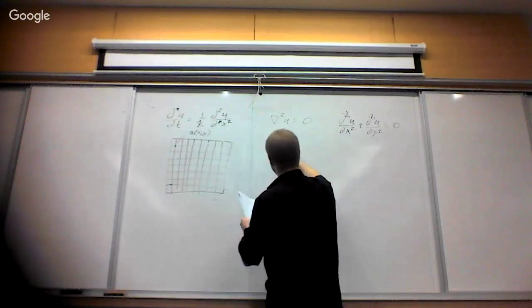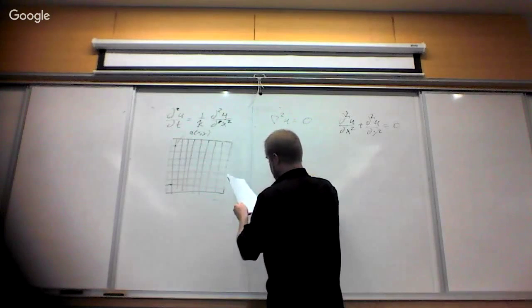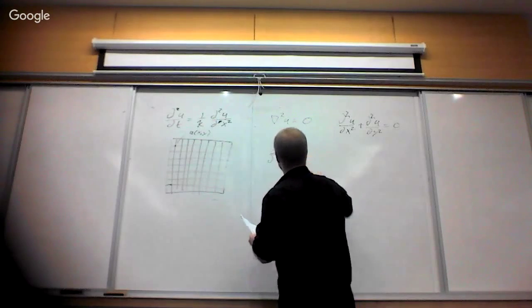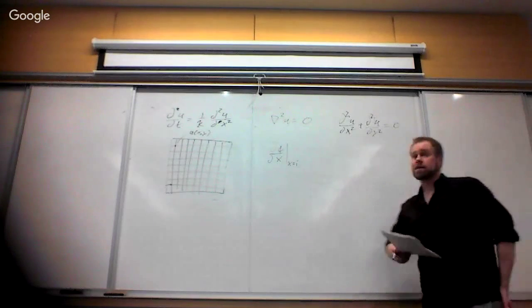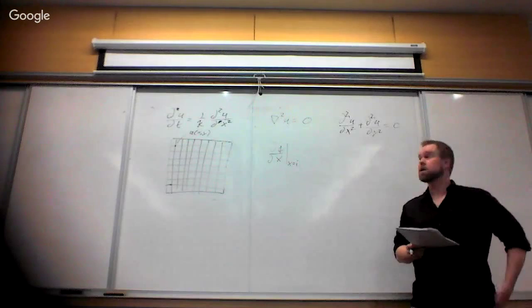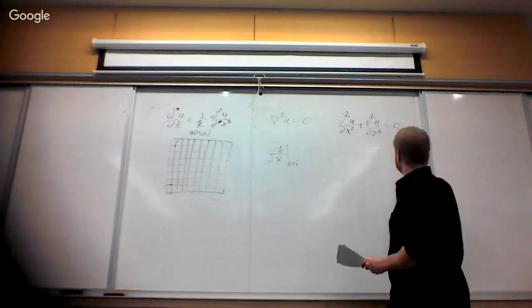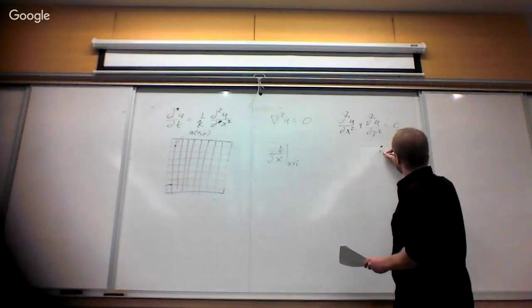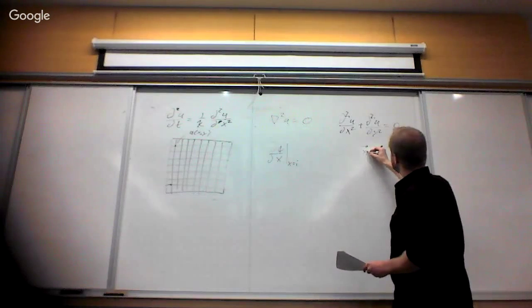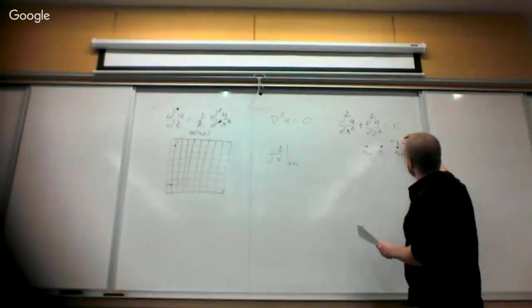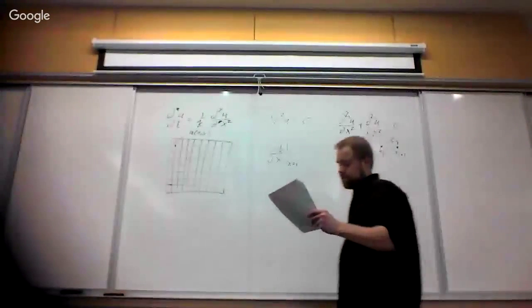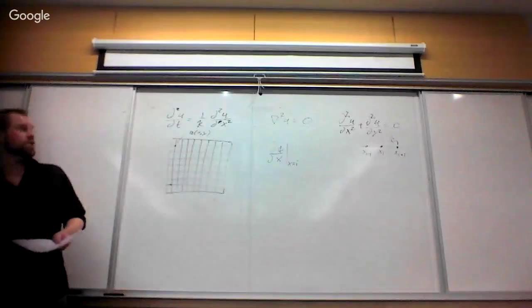So let's consider evaluating some function phi, partial derivative with respect to x, at some location x equals i. And if we look at that on our grid, this is x at i, this is x at i minus 1, this is x at i plus 1. And the spacing here, let's call it delta. And that's just our grid spacing.